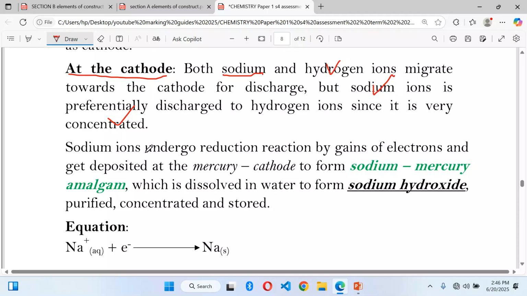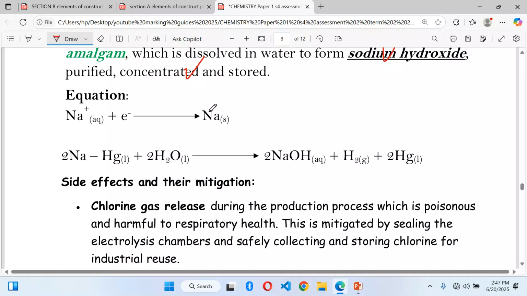Sodium ions undergo reaction by gain of electrons and get deposited at the mercury cathode to form sodium mercury amalgam, which is dissolved in water to form sodium hydroxide. And then this sodium hydroxide is purified, concentrated, and stored. Are we there? I believe we are moving together. So we can have the equation showing the discharge of sodium ions and the final equation showing the production of sodium hydroxide.